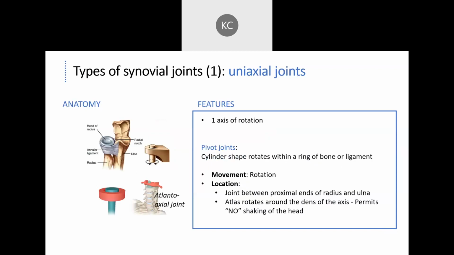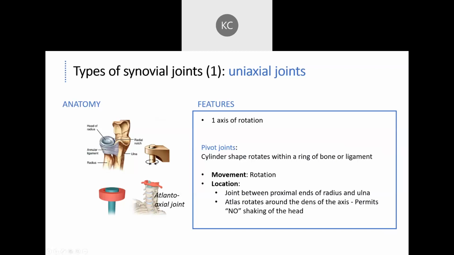You also have pivot joints, right? Pivot joints allow for the rotation around another structure. Okay, so in this case, you have the proximal radial ulnar joint. So here's the radial head, here's the radial notch of the ulna, and that head will pivot and it will rotate along that radial notch.